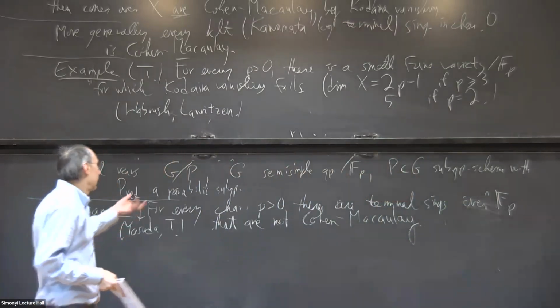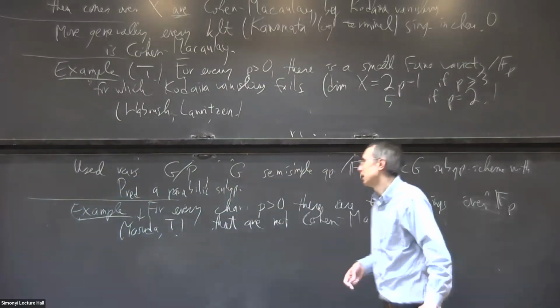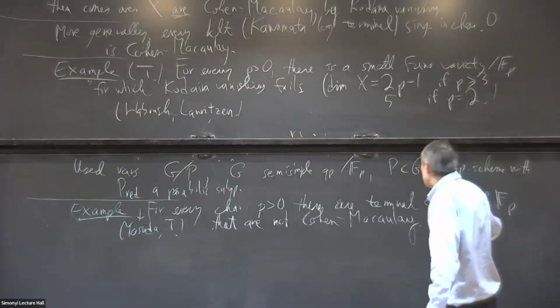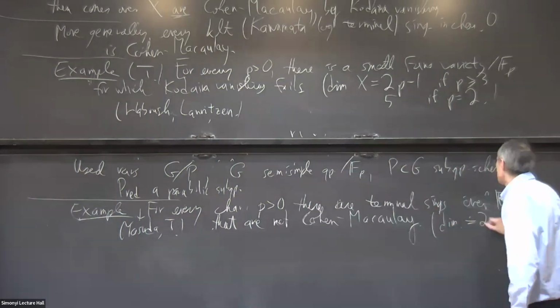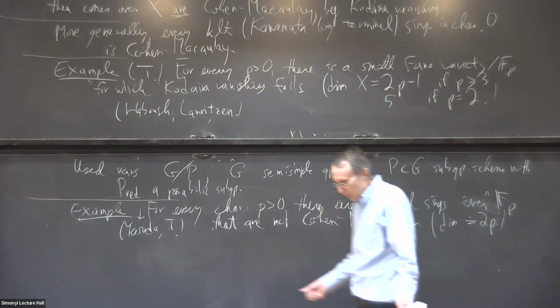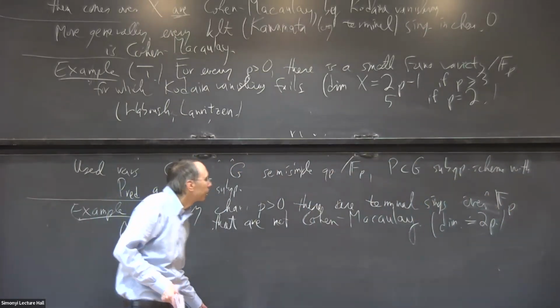Yeah, so again, the examples that we have are with dimension increasing with p, which is not as strong as one might like. So dimension roughly p, I guess. Yeah, it'd be nice to know what happens in a fixed dimension.